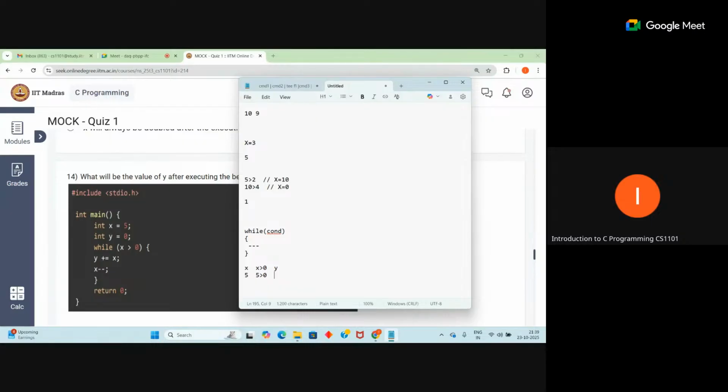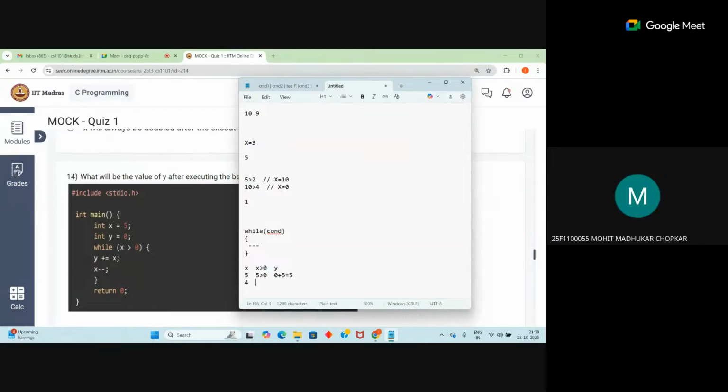And the body says y is equal to y plus x. What is the y value? 0. What is the x value? 5. So 0 plus 5, which is equal to 5. So y will become 5. And then x will become x minus minus. So x will become 4.